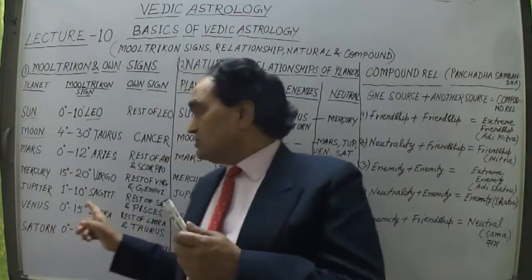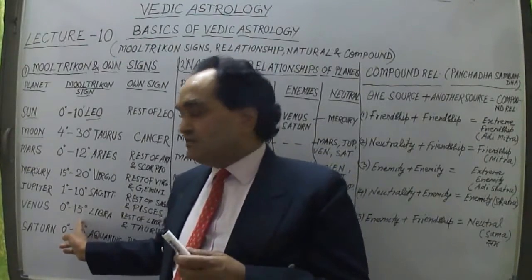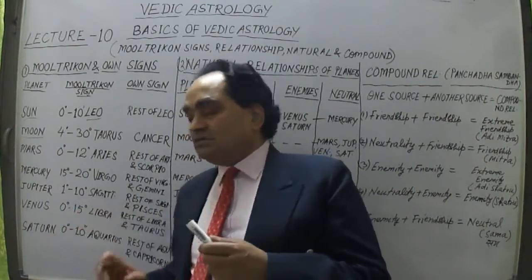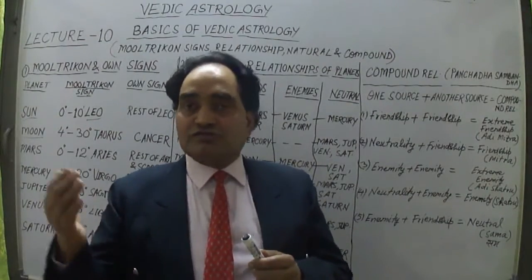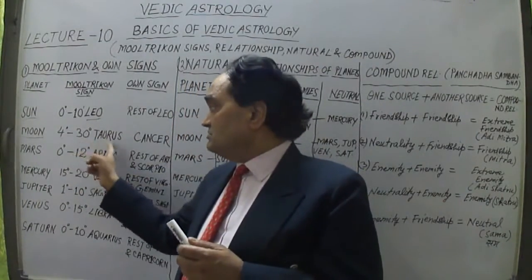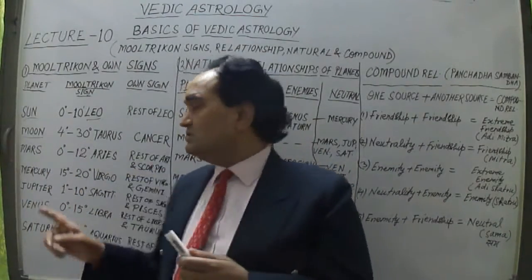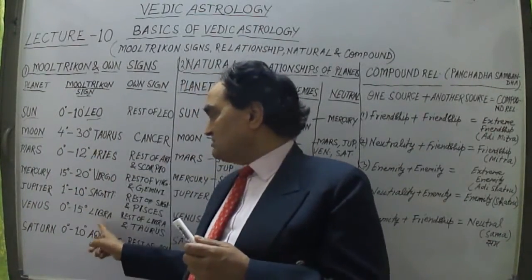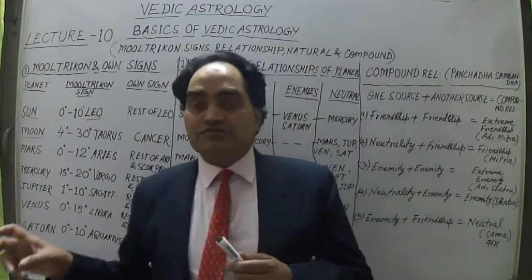The planet Venus is more active, having its Mooltrikon sign from 0 degree to 15 degree in the Libra sign. Libra sign is lorded by Venus. Taurus is the 2nd sign, in which the Moon has its Mooltrikon sign, as I have told you. Taurus as well as the 7th sign; I have just written down here the rest of the Libra sign.